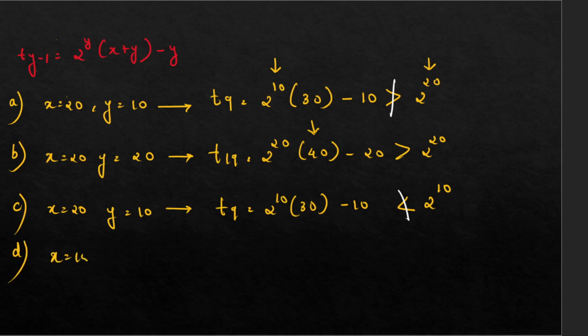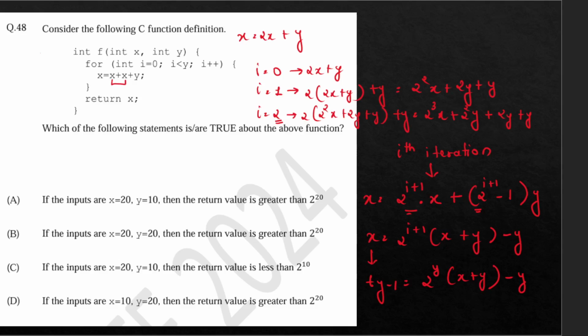X equals 10, y equals 20, like this. So T19, which is 2 to the power 20, 30 minus 20, is greater than 2 to the power 20. So can we say that yes, it is greater? Okay, so what is the correct answer? B and D are the correct one. So the correct options are only B and D.